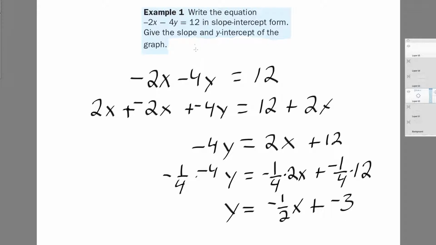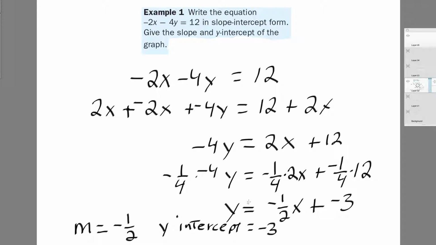Well, that's pretty easy. We know that the slope, m, equals a negative 1/2, and we know that the y-intercept equals a negative 3. We are done. We have taken the equation and written it in slope-intercept form, found the slope, found the intercept, and we're ready to move on to the next question.